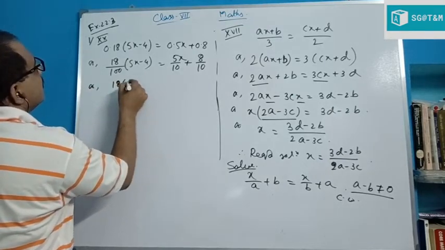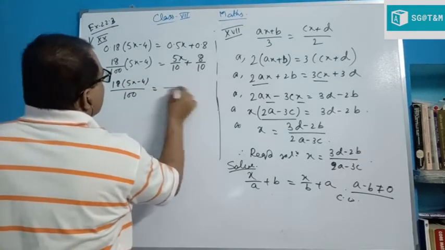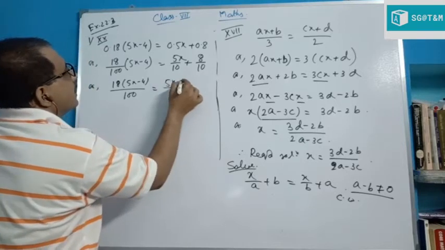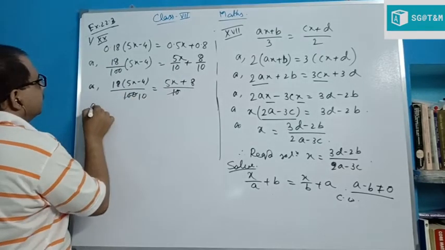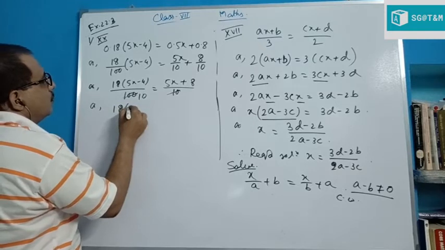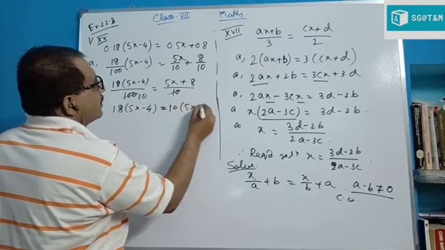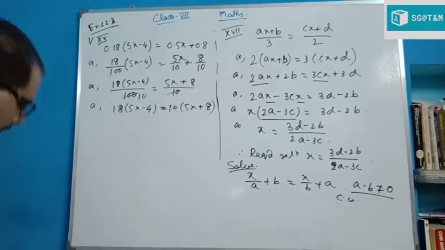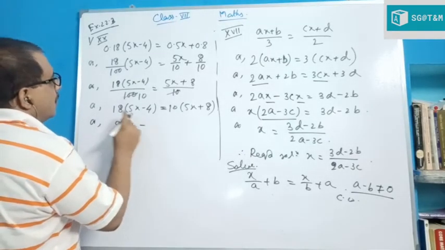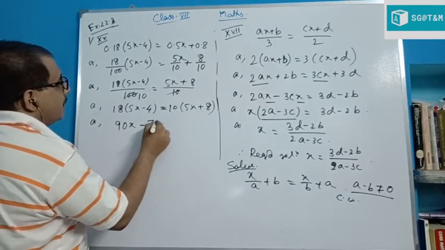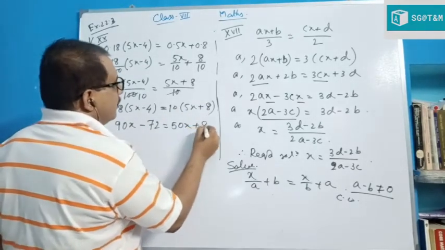This remain intact first. 18 into 5x minus 4 by 100. These both are 10, so LCM is also 10. So it can be written as 5x plus 8. Now 10 and 100 are cancelled out, it will be 10, or 18 into 5x minus 4, that is equals to 10 into 5x plus 8. Now 18 into 5, how much? 90. 18 into 4, 72. 5 into 10, 50. 5 into 8, 80.